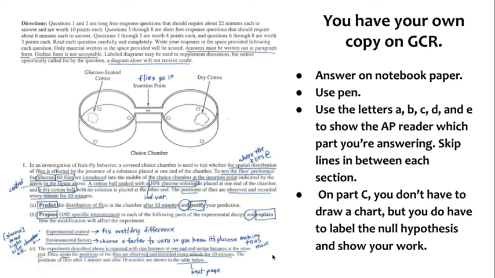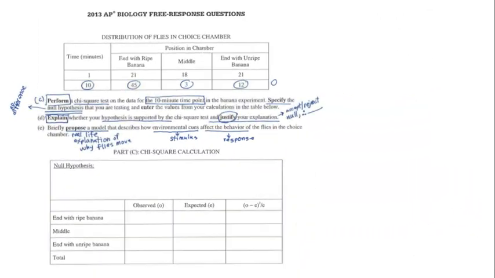All right, for part C, the experiment is repeated, but in this case, we're going to put ripe bananas on one end of the choice chamber and unripe bananas on the other end. Once again, the positions of the flies are observed and recorded for every 10 minutes. This is shown in the table below, which is on the next page.